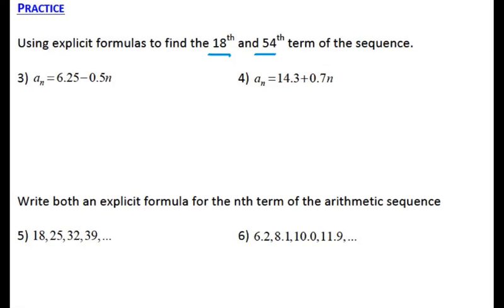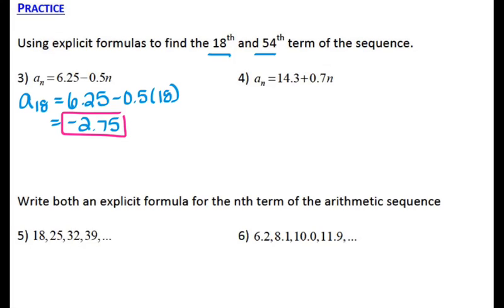For the practice problems back here, we want to find the 18th term and the 54th term for the sequence. So the n represents the term number. So if I'm trying to find the 18th term, I am taking 18 and plugging it in for n. So I have 6.25 minus 0.5 times 18 gives me negative 2.75.